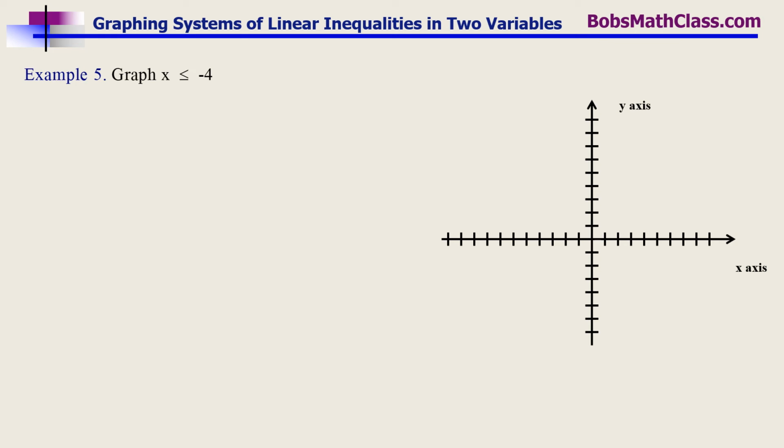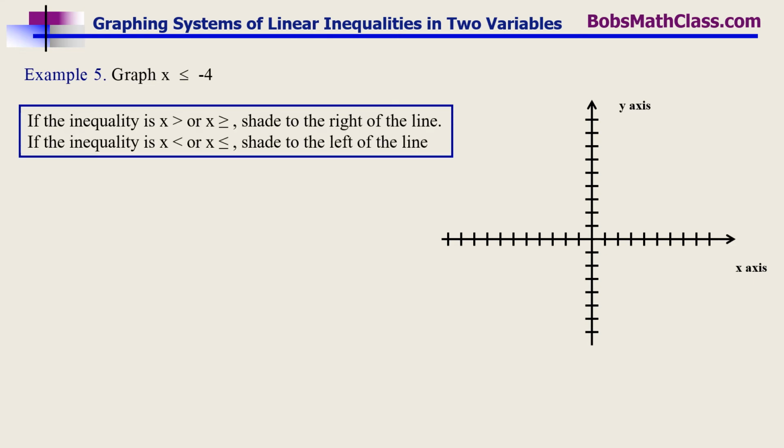The last problem was a horizontal line. How about when we just have an x? Okay, so we need a couple notes here. Here's our note. If it's only an x, if there's no y, it's going to be a vertical line, right? Anytime it's x equals a number, it's a vertical line. So if it's greater than or equal to, shade to the right. If it's less than or equal to, shade to the left. That makes sense. Greater than to the right, less than to the left.